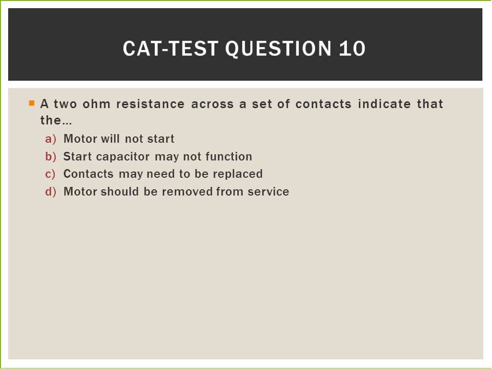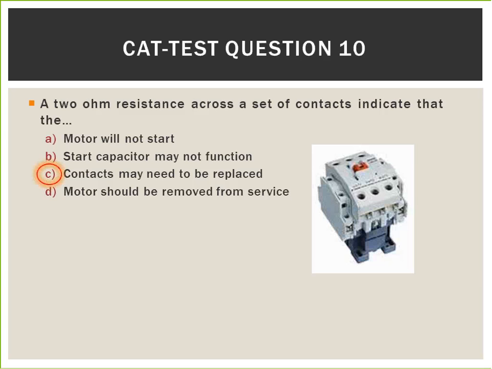CAT test question 10. A 2 ohm resistance across a set of contacts indicates that the A, motor will not start, B, start capacitor may not function, C, contacts may need to be replaced, D, motor should be removed from service. Answer C is the best answer here.